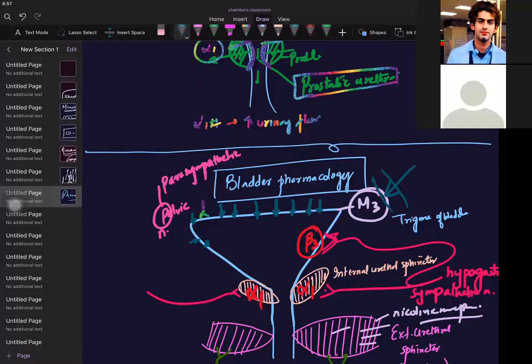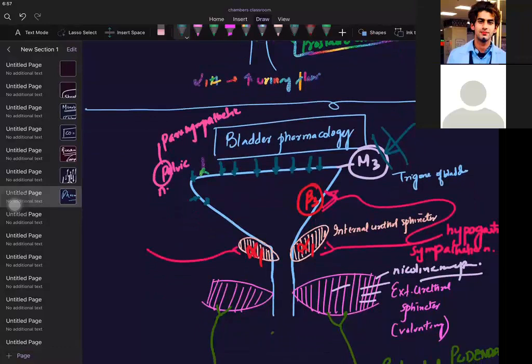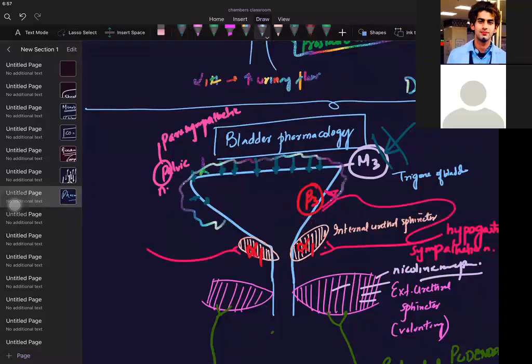What is the muscle which is supplying the bladder? Detrusor muscle. Detrusor is around this. So the detrusor will not get stimulated once you are giving an M3 blocker. It will tell the bladder, please relax. The bladder is relaxing. What will happen? You are decreasing the function of the detrusor smooth muscle. You are decreasing the detrusor overactivity.